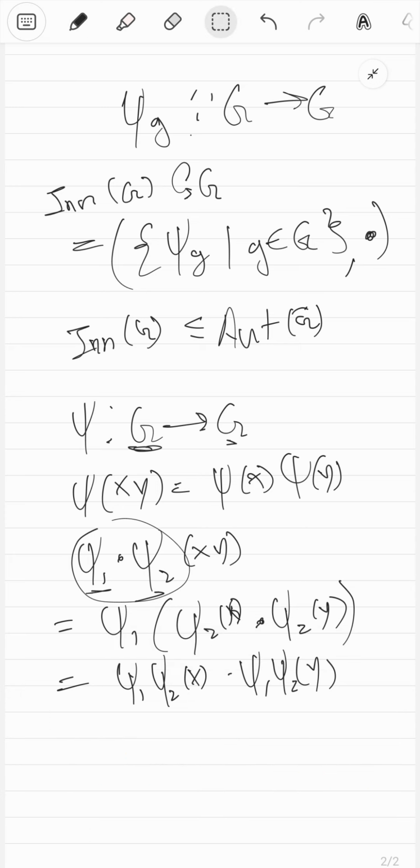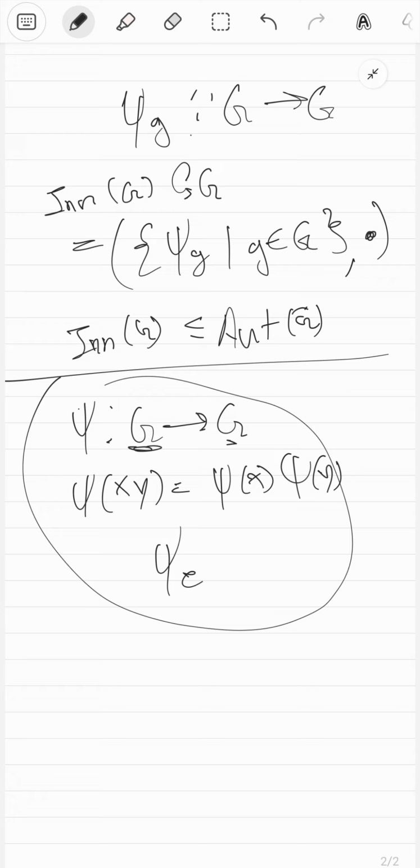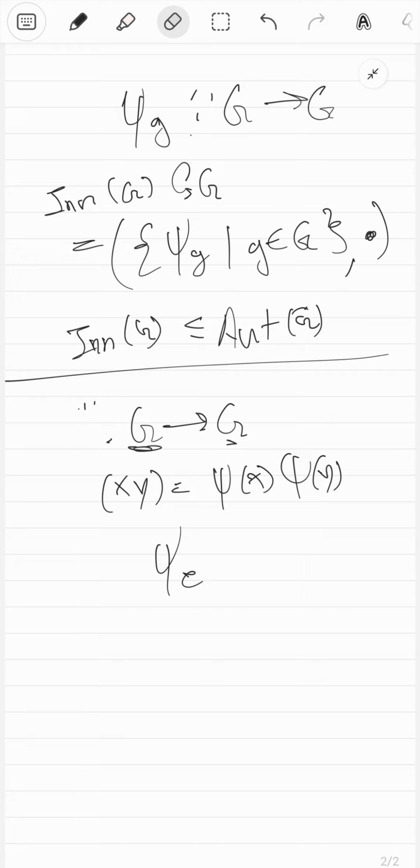Is there an identity? Yeah, there is. The identity isomorphism, that is, we do nothing, right? The do nothing isomorphism, if that makes sense. Like the way we defined conjugation over here, you could write it as psi sub e, right? That's the identity isomorphism. And notice that the psi over there, the psi for the inner automorphisms, and the psi over here, these are different notation. I should probably use a different notation over here so that you don't get confused.